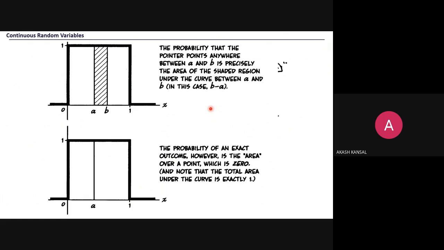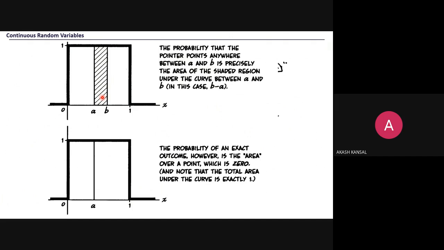Now, if I say that the pointer lands anywhere between point A and B, where A and B are the variables, let's say A and B are both between 0 and 1. Then what is the probability? We define the probability as the area of this graph.